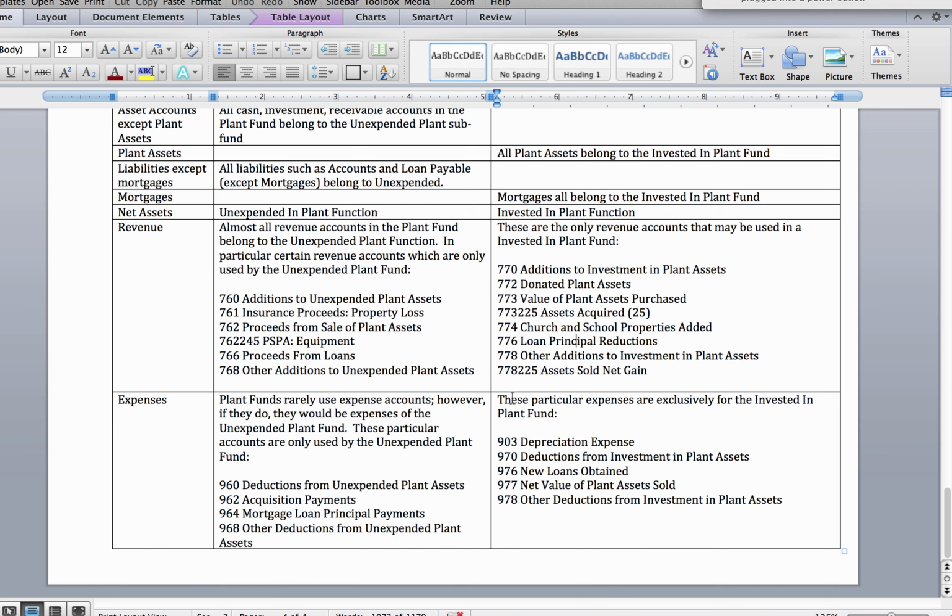You can study these out or print them and save them in your desk as a reference guide to when and only when these are used. To reiterate, the accounts specifically listed here are only used by the unexpended plant fund, and the accounts listed here are only used by the invested in plant fund, and they're not used by the operating fund at all, ever.